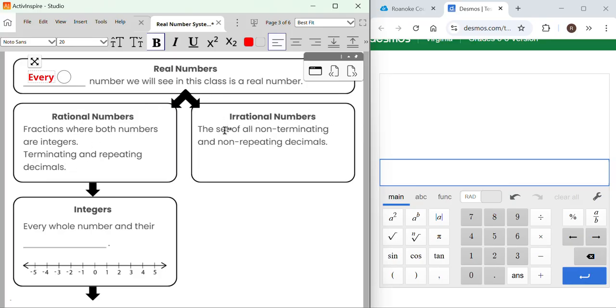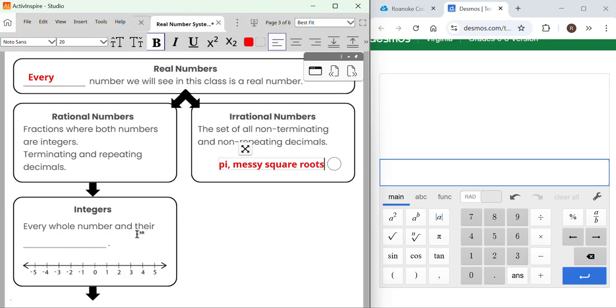Irrational numbers is the set of all non-terminating and non-repeating decimals. Okay, that's going to be pi and any messy square root. That's how I like to describe it. So it will be pi and the messy square roots.